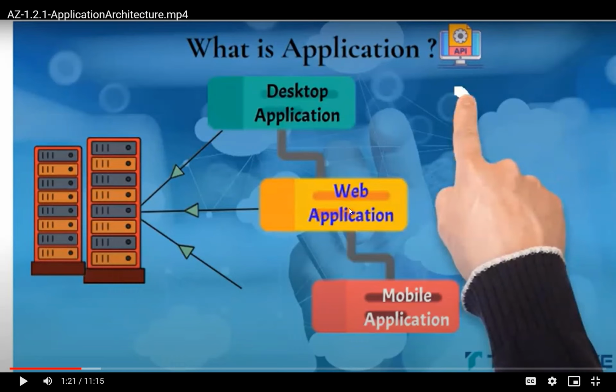You need internet to run that, and you will open a browser. In that browser, you will type www.application.com something, like amazon.com or google.com. The same way you will type it. That's the web application. Mobile applications are the applications which run on the mobile. It can be an app, or you can open a browser and launch the application. That's the mobile application.